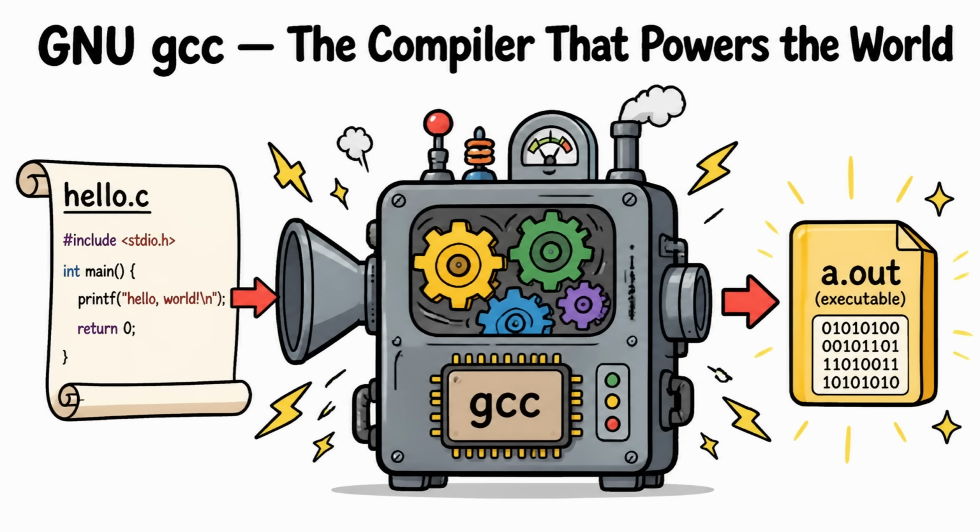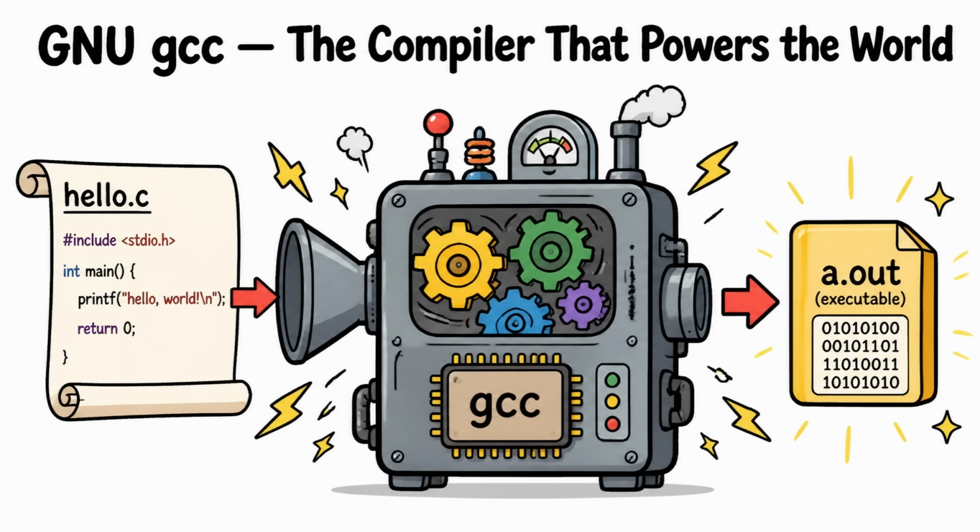This one is a big deal. GNU GCC, the GNU Compiler Collection. GCC is the tool that takes your human-readable source code, written in C, C++, Fortran, or other languages, and translates it into binary code that your computer's processor can actually run. Without a compiler, your code is just text on a screen.